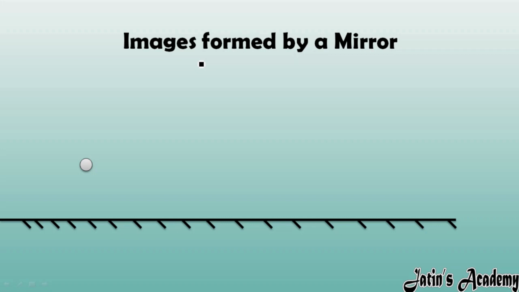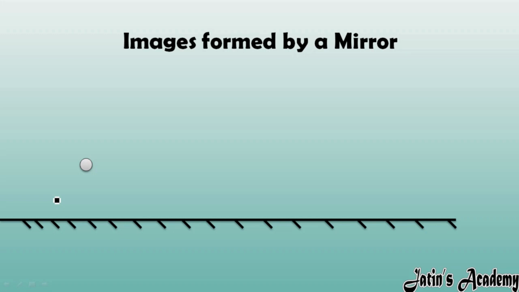So see carefully. For example, first of all, we are having a plane mirror which is silver polished from the back side, and from the front side it is a reflecting surface. So for example, this point object is standing in front of a plane mirror. See carefully how images are going to form by a mirror.